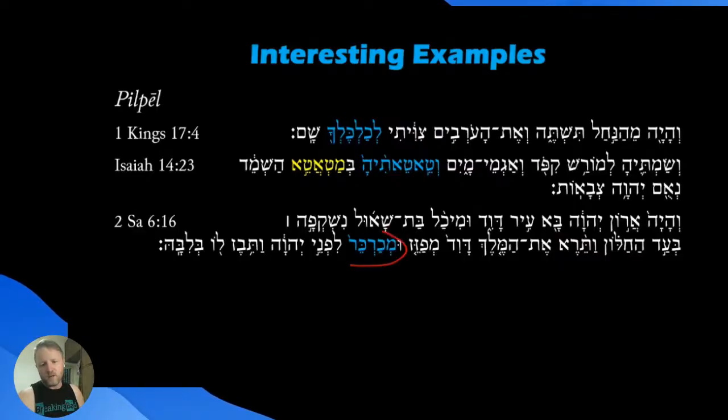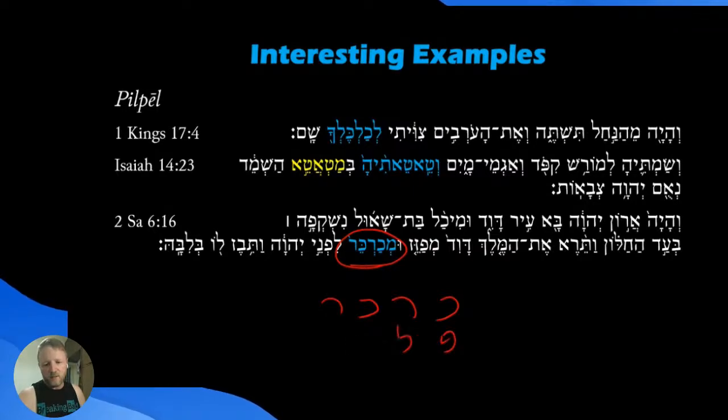So we've got mecharker. Kaf resh, this is pei lamed. Okay, this is the idea.